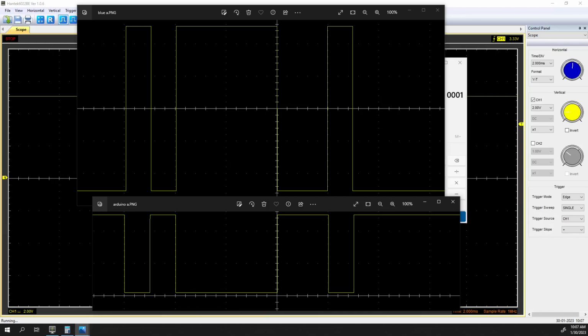So remember we talked about TTL, when we were dealing with transistor logic, we don't go negative. It's just 0 to 5 volts. Whereas with the RS-232 standard, it does go negative. So that is a big difference. Any other differences you see?